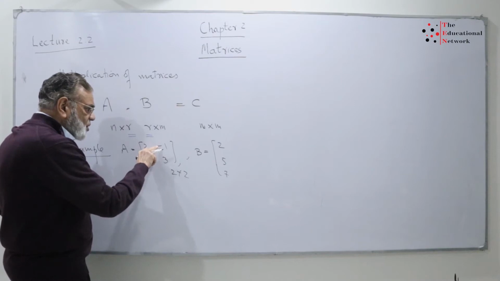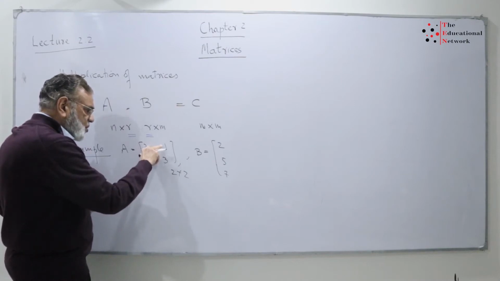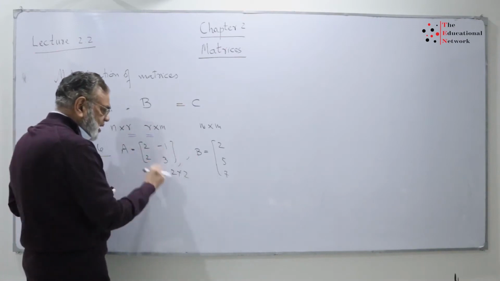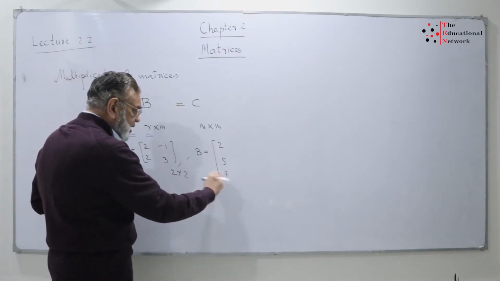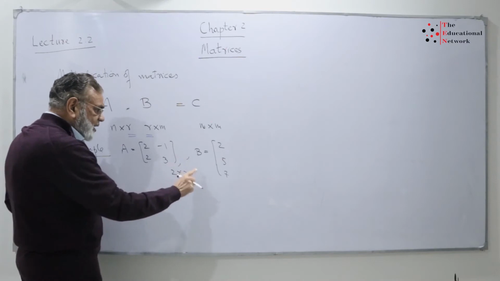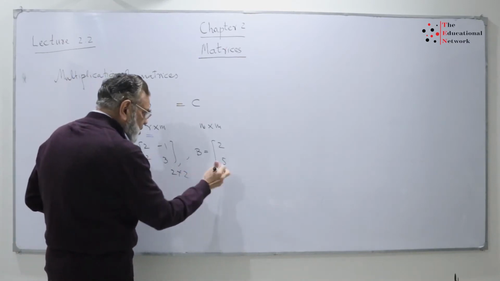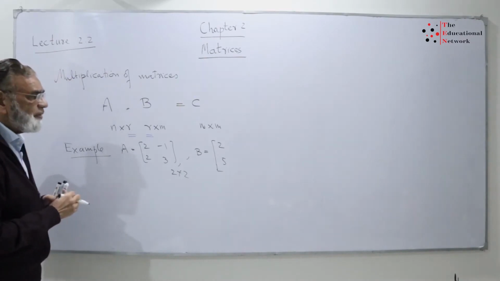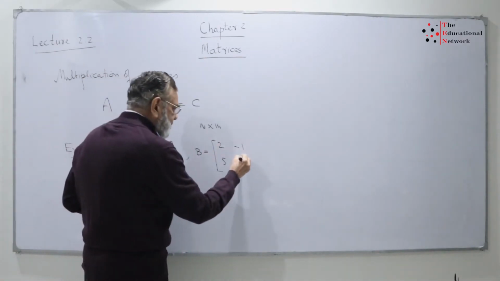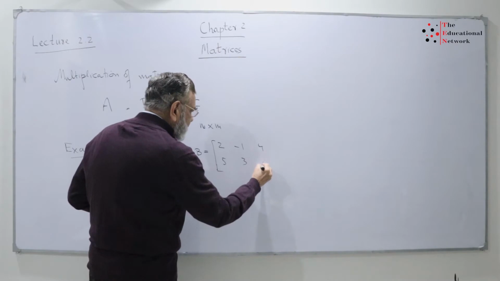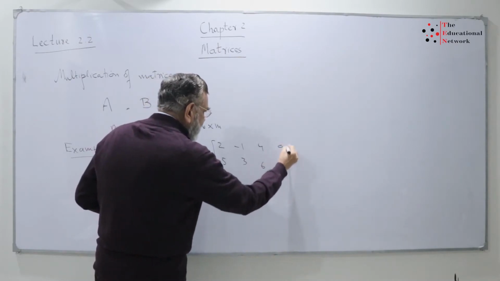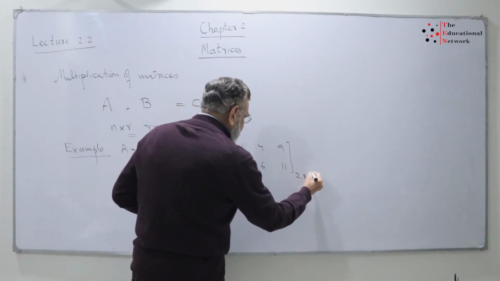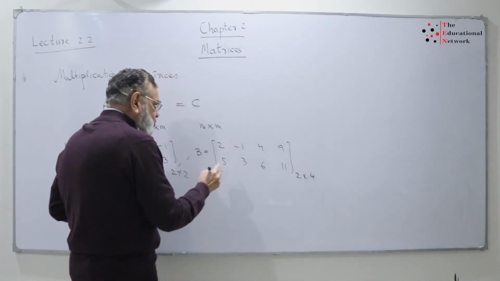So it's 2 rows, these two columns, and there are 3 rows. The columns must be equal to the rows. Here the columns are 2, and here the rows are 3. So when we want to multiply, this must be 2. So we can have two rows, but we can have any number of columns. We can have here minus 1, 3. I get here 4, 6. We have 9, 11. So the size is 2 by 4. This is 2 rows, 4 columns.